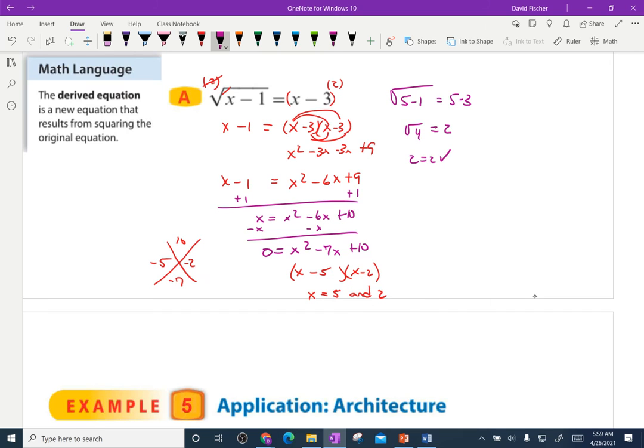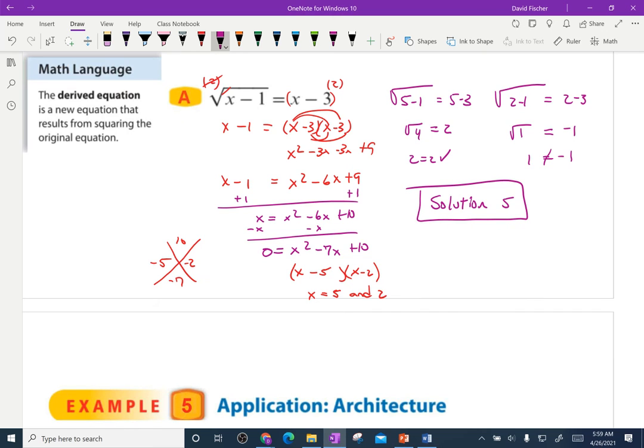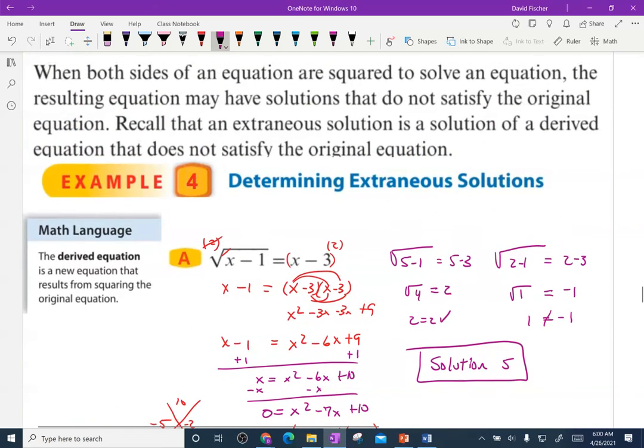Okay, let's try the other one now. Square root of 2 minus 1 equals 2 minus 3. Well, 2 minus 1 is 1. The square root of 1 is 1. And 1 equals negative 1 is not true. So this one is not a solution. So the only solution is 5. Okay, we call that other one an extraneous solution.